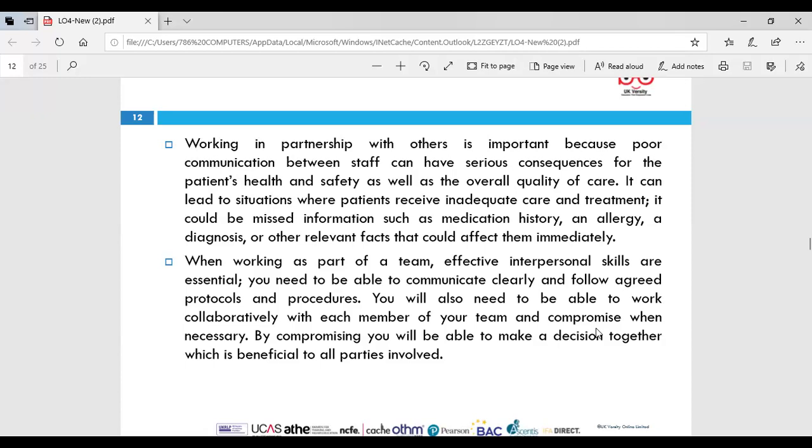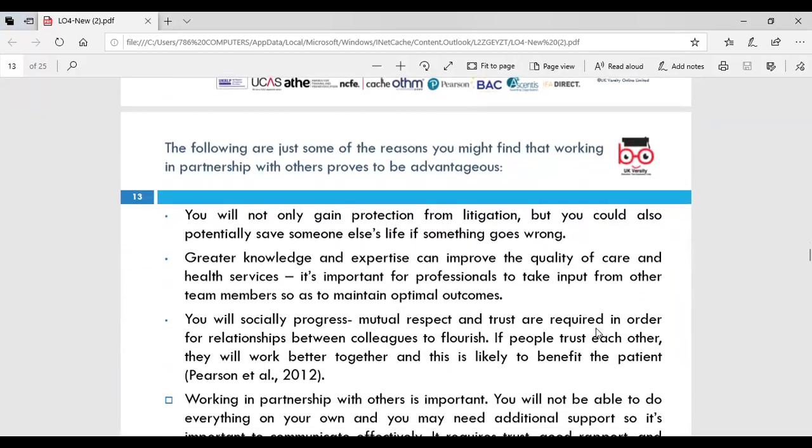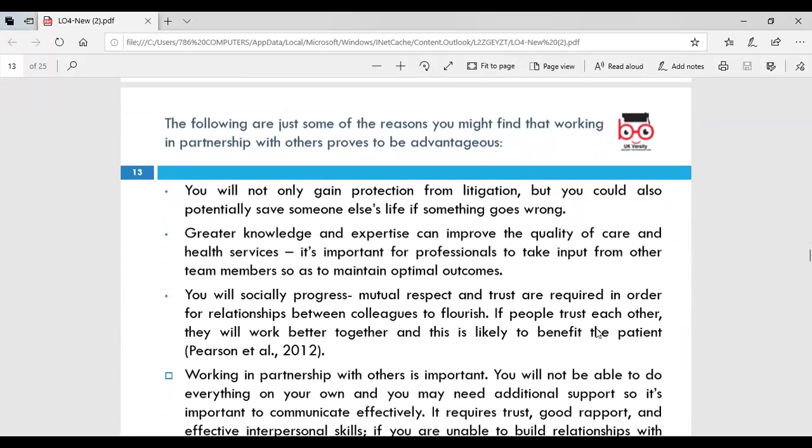By compromising with each other, you will be able to make decisions together which are beneficial to all parties involved. So the benefit is not for you only. The main benefit is obviously for the patient, but it involves shared benefit for the others also in the partnership.